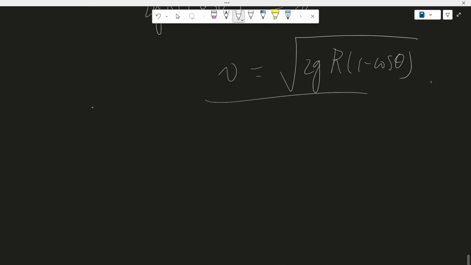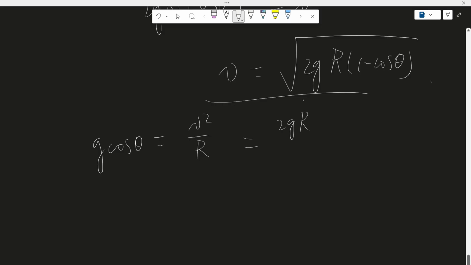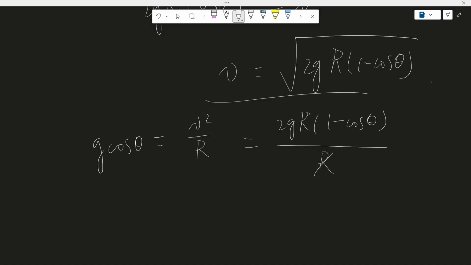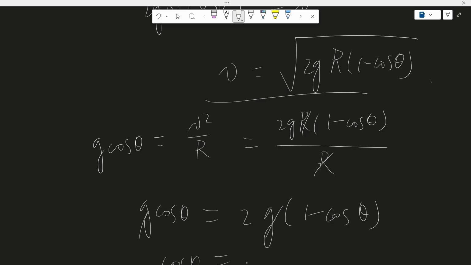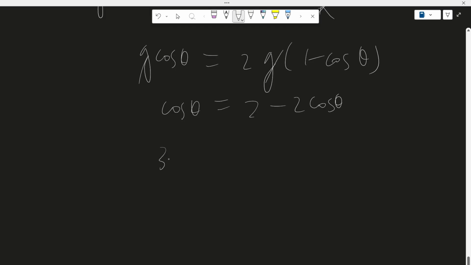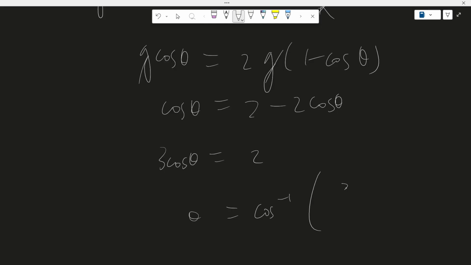So let me rewrite the formula first. So we know g cosine theta equals v squared over r. And v squared is basically 2gr(1 minus cosine theta) over r. And r cancels. And now we have g cosine theta equals 2g(1 minus cosine theta). And cancel out g. We have cosine theta equals, and expand the bracket, we have 2 minus 2 cosine theta. And then now we have 3 cosine theta equals 2, so theta equals inverse cosine of 2 over 3.